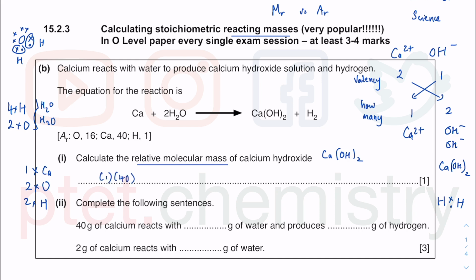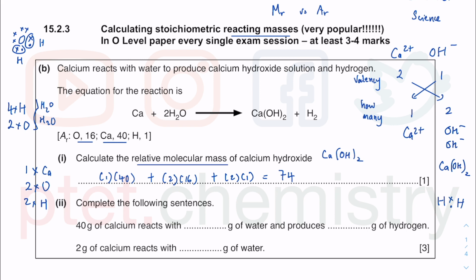So 1 times 40, the mass of calcium, plus 2 times 16, the mass of the oxygen. One oxygen is 16, but I have 2 oxygens in the formula, and I also have 2 hydrogens, so 2 times 1. I can also do 1 times 2, it's the same thing. Now press your calculator correctly. Make sure you know how to use brackets and so on. So I get 74 altogether.